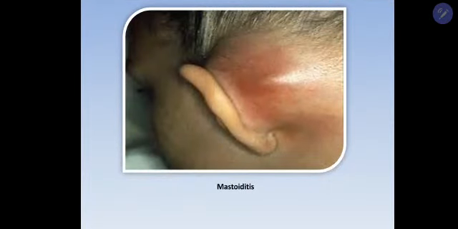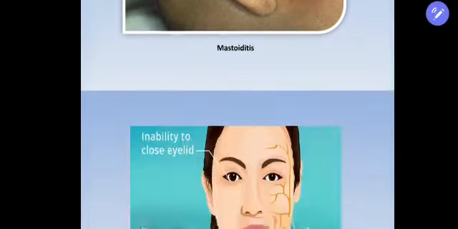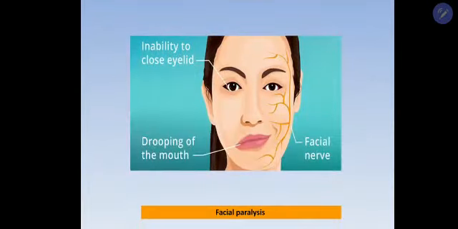This is how the mastoid abscess will look. It is the place where the mastoid bone is, and it has pneumatization and multiple air cells in it. This is how facial paralysis looks: one side won't be able to close, and facial nerve palsy is a very disfiguring condition.